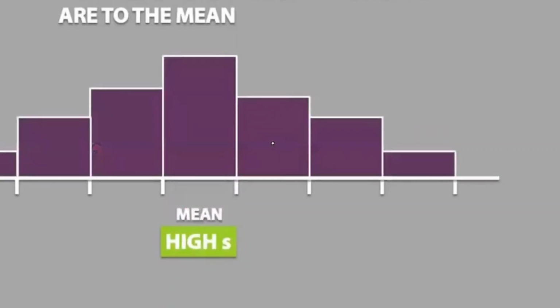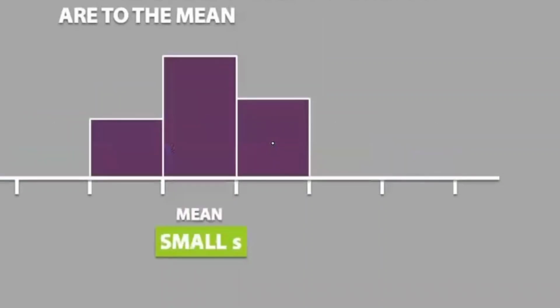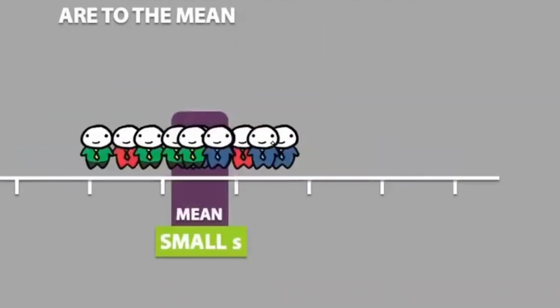Right? In this case, we are going to have the large standard deviation. In this case, it is a small standard deviation. All the points will be close to each other and close to the mean. Right?